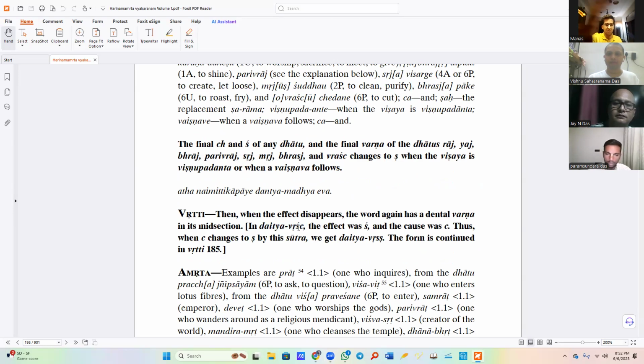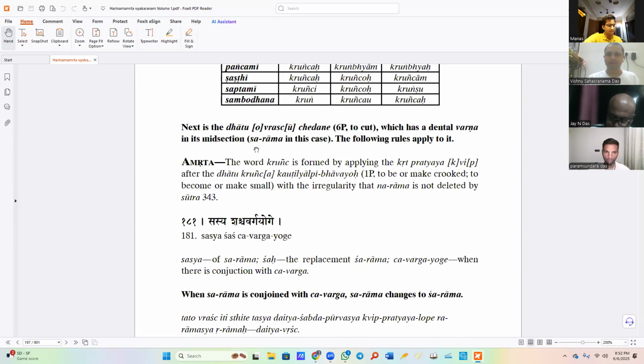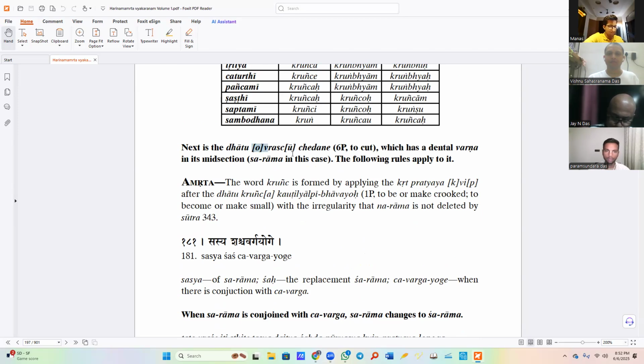So it's a compound word, basically made up of two words, Daitya and Vrish. This word Vrish comes from the verbal root Ovrashtu Chedane. So from Ovrashtu Chedane comes the word Vrish, which means to cut.